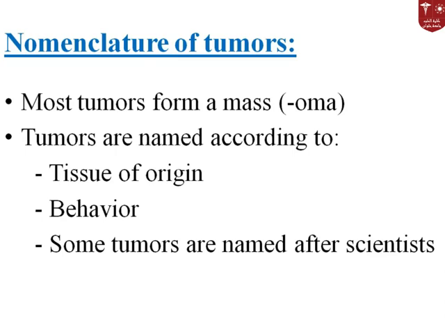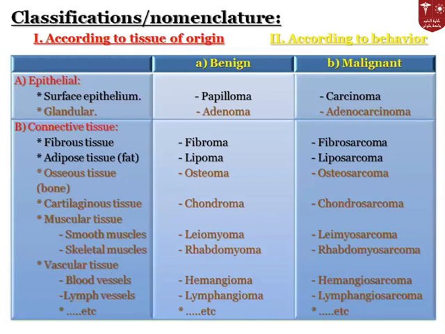Let's clarify more. Here in this table, let's look at the connective or mesenchymal tissue. We have bone as a type of mesenchymal tissue, right? Bone in Latin is called osseous tissue. So when a benign tumor arises from osseous tissue or bone, it is called osteoma. Oma means swelling or mass. Osteo means bone. So osteoma is the mass that arises from the bone. It is a benign tumor.